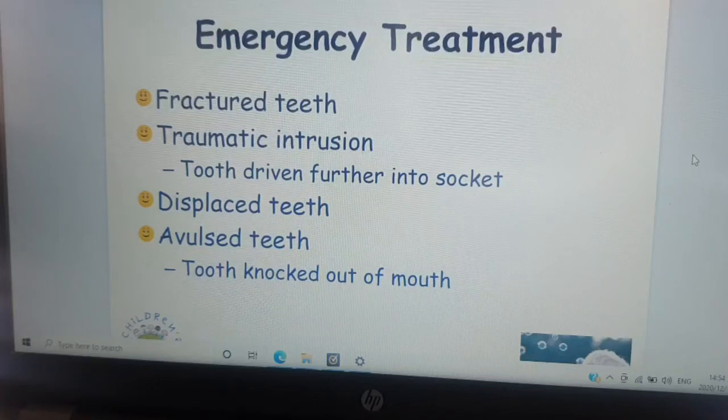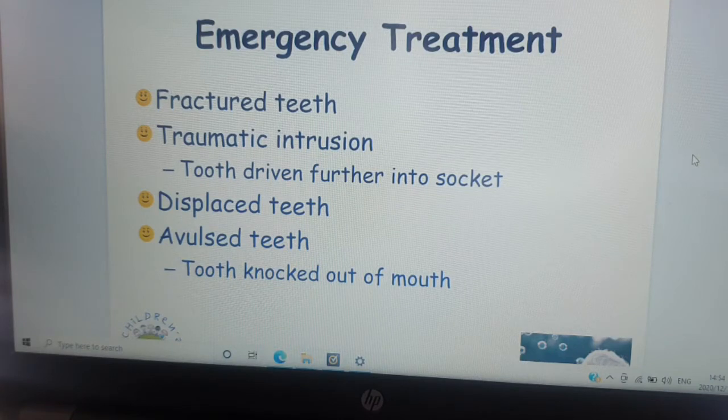Then this slide, ladies and gentlemen, talks about emergency treatment. We do have to perform quite a lot of emergency procedures on kids because they're always falling and breaking things, and yeah, it's just quite a lot. Né? So one, we're talking about fractured teeth.